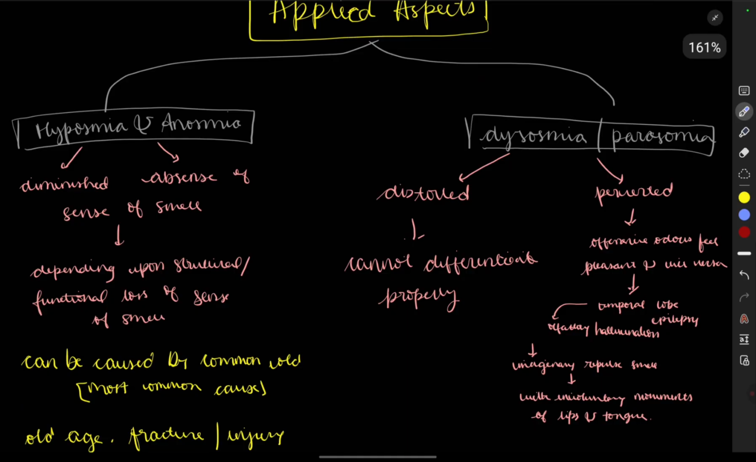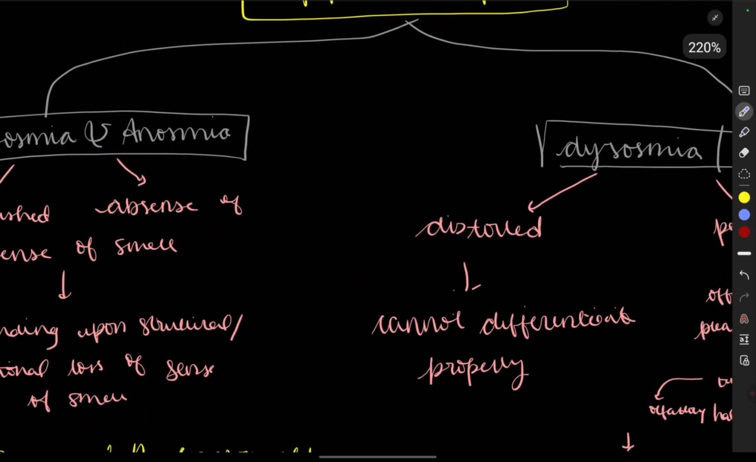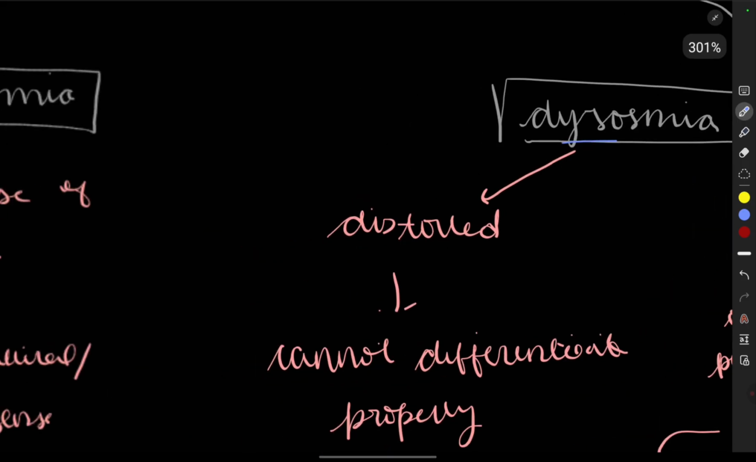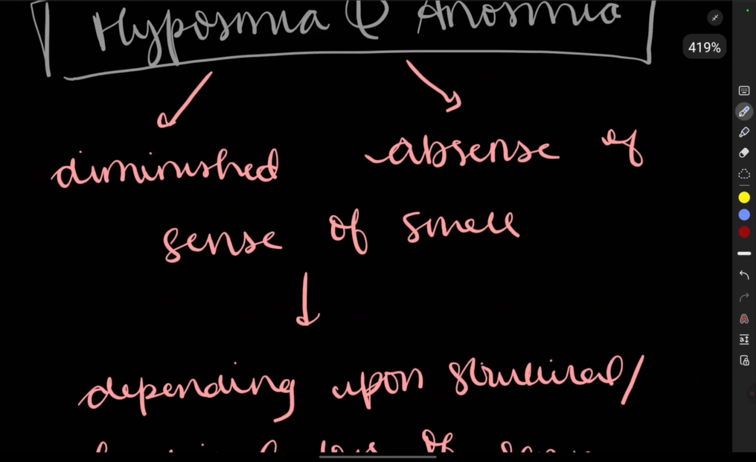Now the applied aspect. We have mainly 4: hyposmia, anosmia, dysmosmia and parosmia. Let us understand.